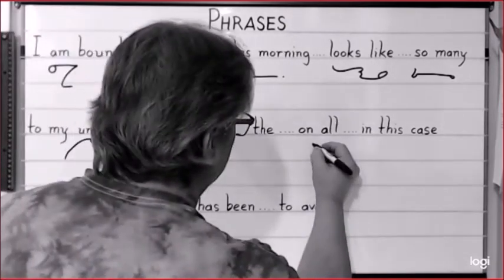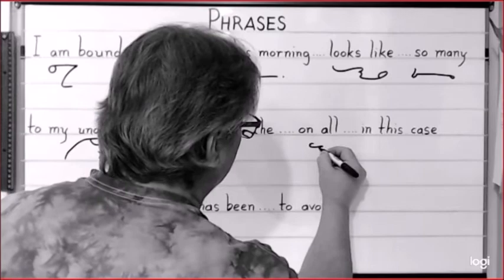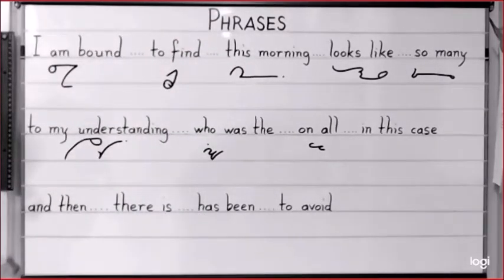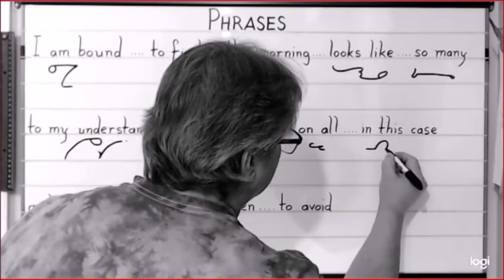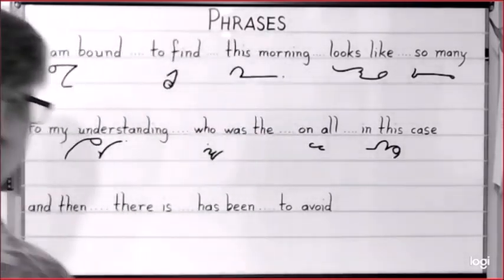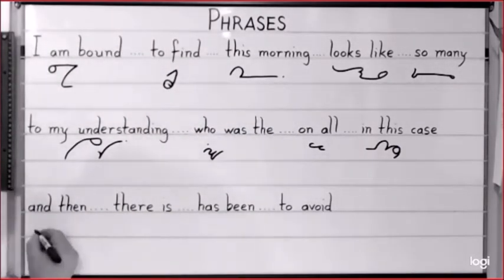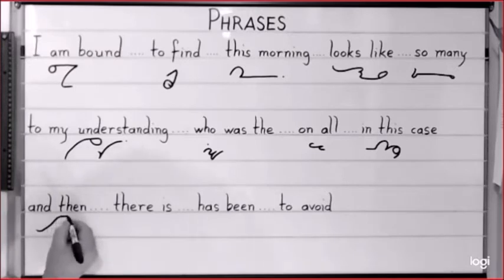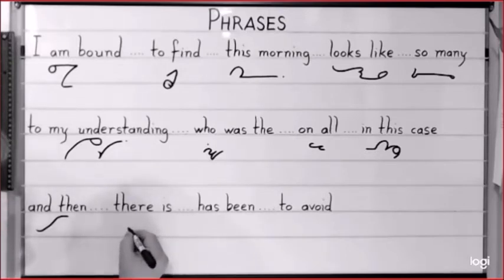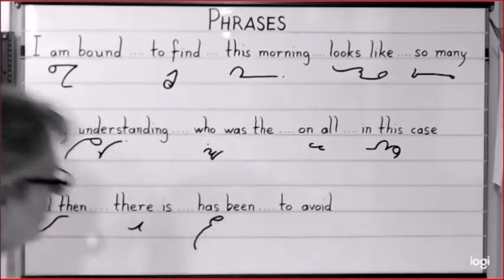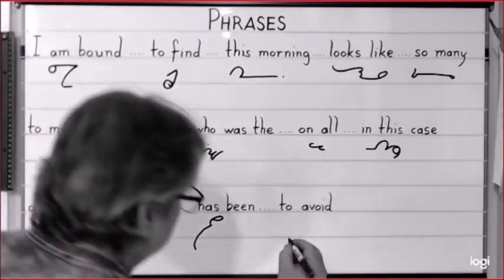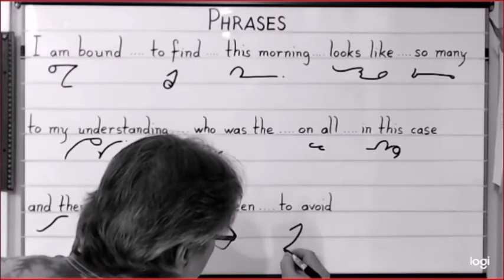For on all is the O on its side, and then O on its side again. For in this case, it is the N, TH, and the S, and the K, A, S. And then the N distro, with the TH and N added to the end there. There is the under TH, then the S. For has been is the A, left S, and then the B. To avoid is a T, and a V, O, E.